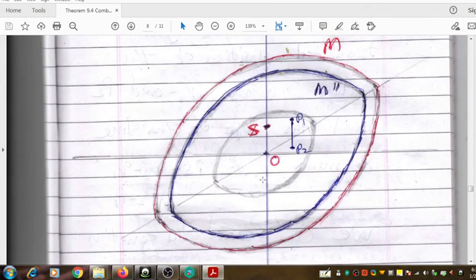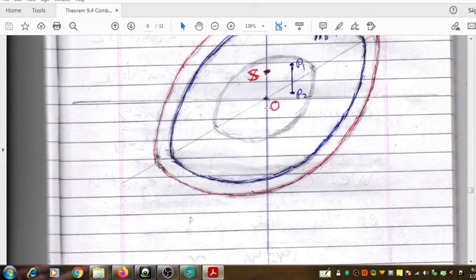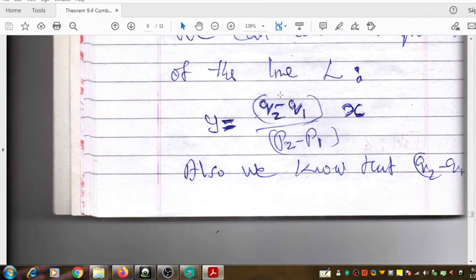Now we know the equation of the line. Applying that equation, since the origin is a point on the line L, you can substitute 0 for x and 0 for y. That follows easily, no problem. But you can also find one more point by substituting values of the coordinates.